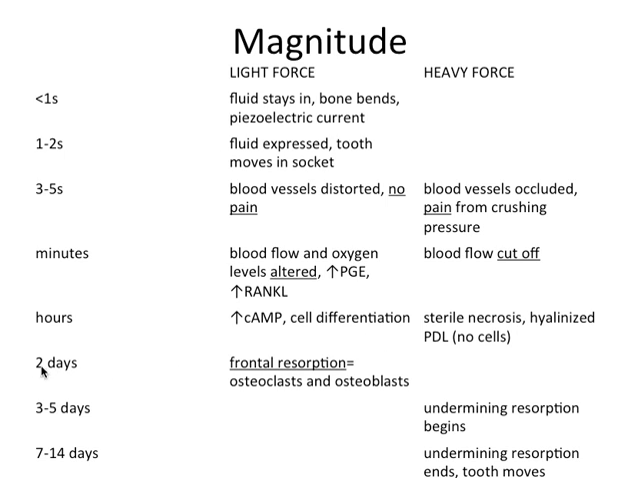And so once you reach about 2 days, those osteoclasts and osteoblasts are functioning in a coupling system. They work together and cause frontal resorption. That's where you're taking away bone from the front of the lamina dura, absolutely adjacent to the tooth and the PDL. And they just start eating away like Pac-Man at the bone, so the tooth can begin to move slowly but surely.